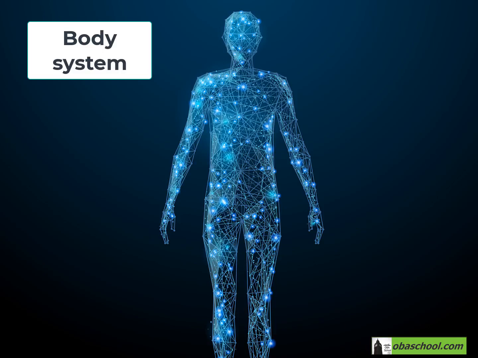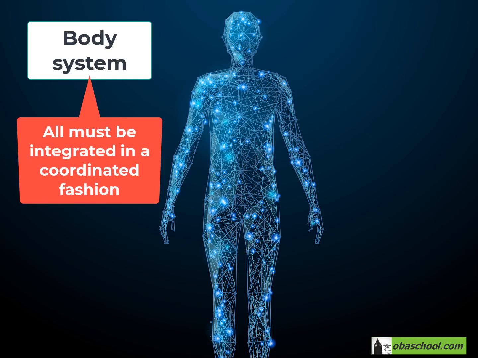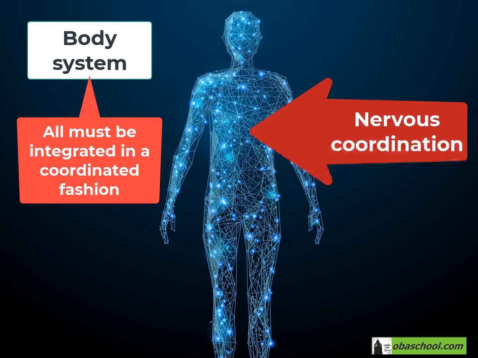No body system works in isolation. All must be integrated in a coordinated fashion. In this chapter, we shall look at one way in which this coordination is achieved. But before we do so, let us explain the two main forms of coordination in animals.